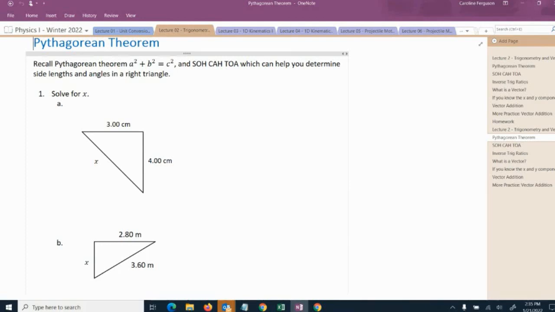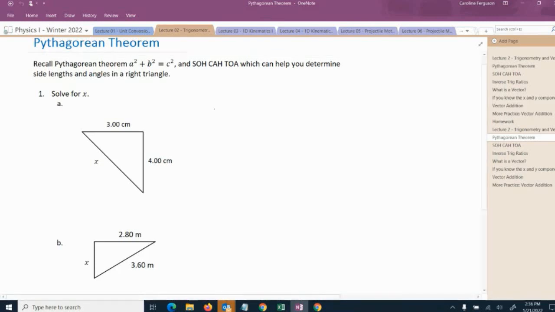So what are we using for 1a? We're looking for a missing side. We know two sides. Yeah, we're looking for x. Yeah, that's the hypotenuse. So what are we using? Are we using SOHCAHTOA or Pythagorean theorem? Yeah, good. Pythagorean theorem. Awesome.